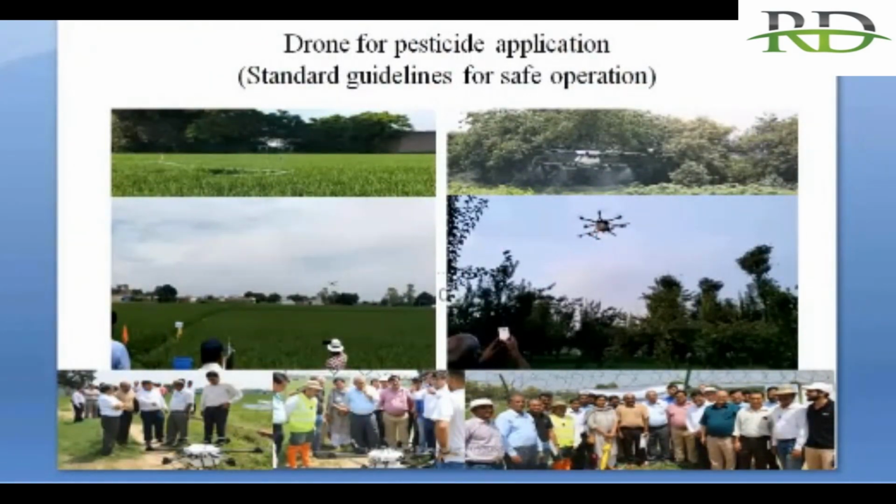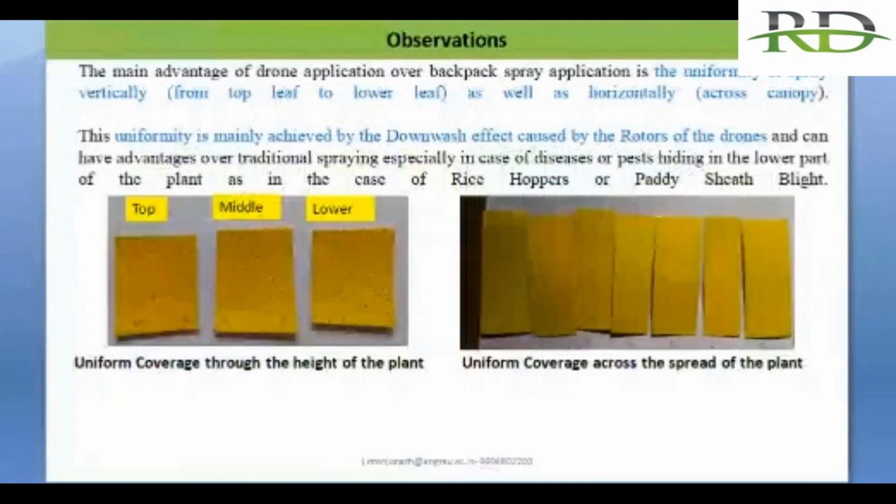These are some 10 crops we estimated. This drone SOPs has important safety measures. Next. This is, as I showed, the observation of uniform distribution of droplet size on the top leaf by water sensitive papers. Next.